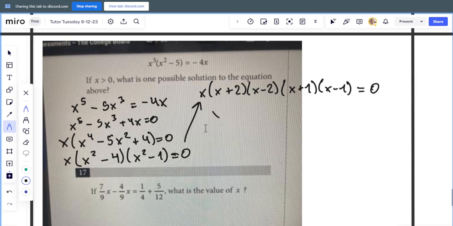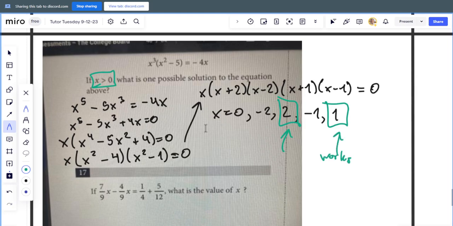So the possible solutions here are going to be x equals 0, −2, 2, −1, and 1. But the only valid ones are going to be 2 and 1 because we have that condition that x is greater than 0. So either one of these solutions would work.